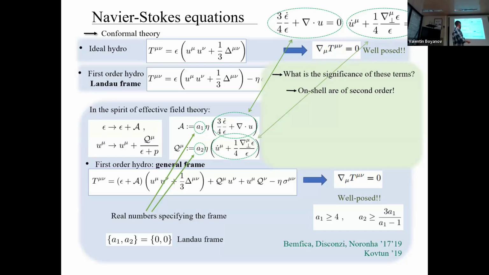Because if we keep them, we have good properties. And moreover, as they are of higher order on shell, they should not affect the physics. So the physics is not modified. The physical predictions by these equations should be the same, according to effective field theory.